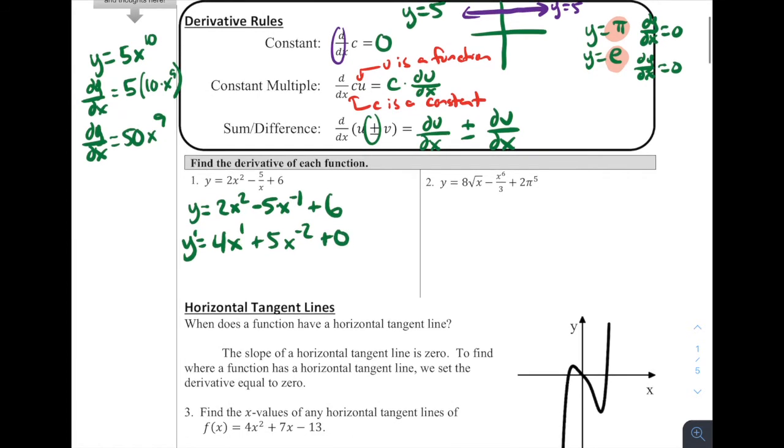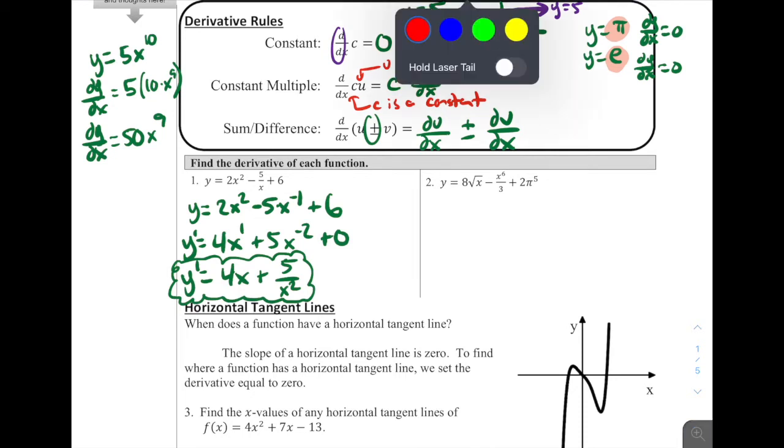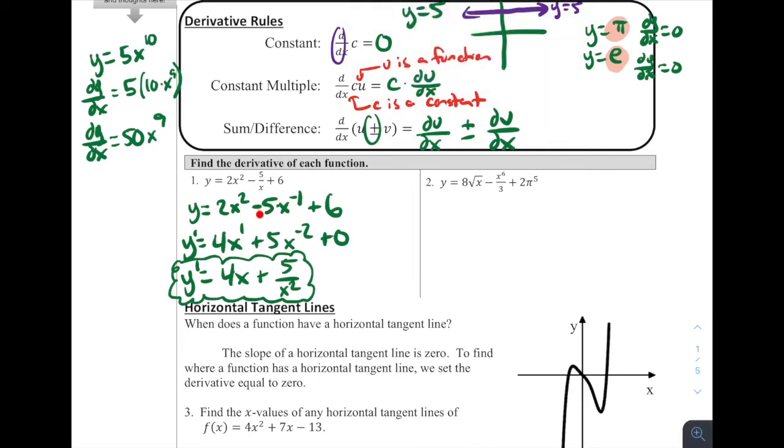Nice. Well, how do we simplify this? Well, we get y prime is equal to 4x, since x to the 1 is just x, plus 5 over x squared. This would be our derivative function for our y function listed above. Nice. Which rules did we use? We used the constant rule, we used the constant multiple rule, and we used the sum and difference rule. We used all three rules in this equation in addition to our power rule from the last lesson. Nice. All right, let's try number 2.